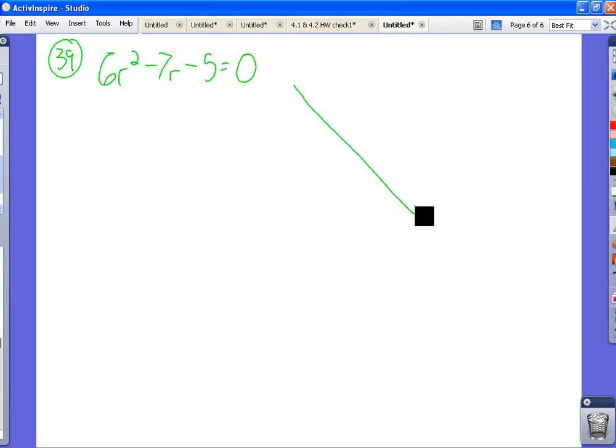Draw this thing, which is not the letter X. It's just a way to separate information out. This is called the AC method. So, here, we're going to put A times C. What's A? 6. What's C? So what's A times C? Okay. Here we're going to put B. What's B? -7. This is B.